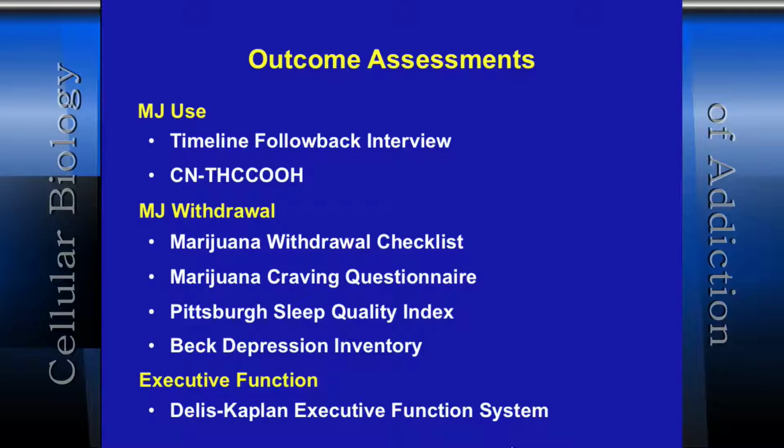For marijuana withdrawal, there's a withdrawal checklist, a craving questionnaire, the usual Pittsburgh Sleep Quality Index, and the Beck Depression Inventory to capture some of the negative affect that we thought might accompany protracted abstinence as well. And we used the D-KEFS, the Delis-Kaplan Executive Function System.